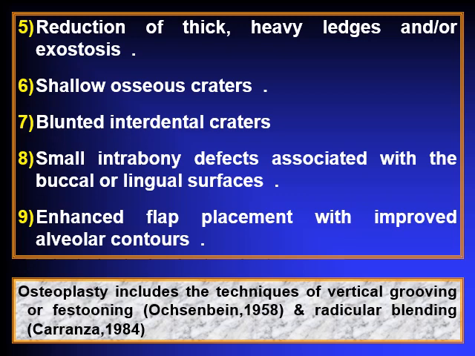So osteoplasty includes two steps, and I will show you this in the following diagrams. The first step is the vertical grooving or festooning. The second step is the radicular blending.